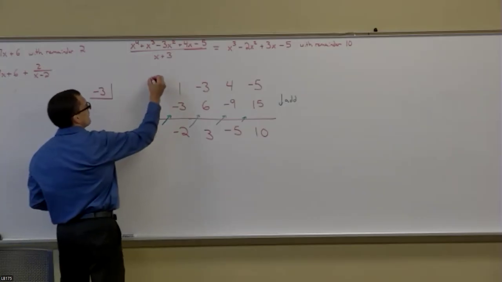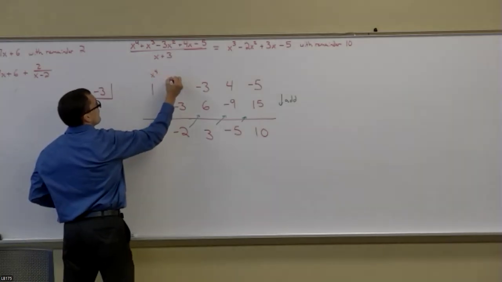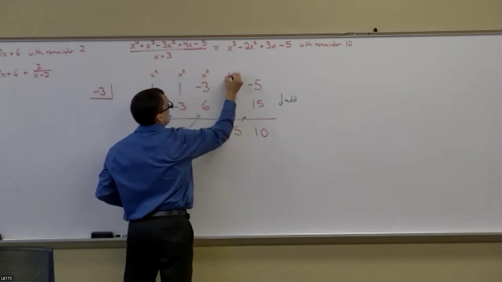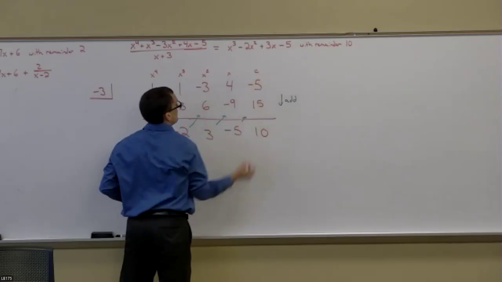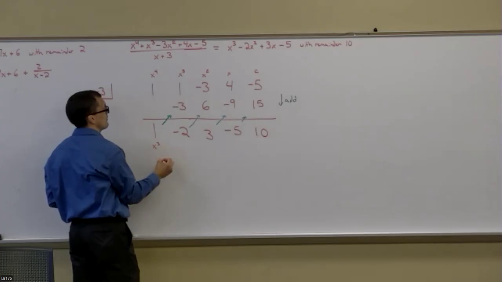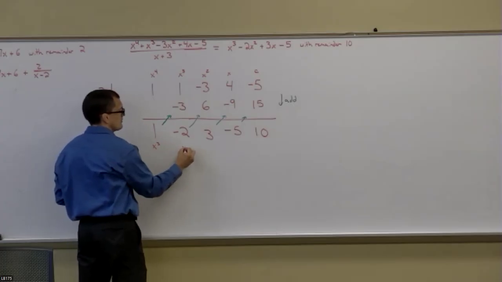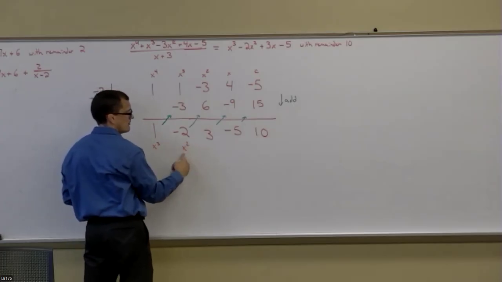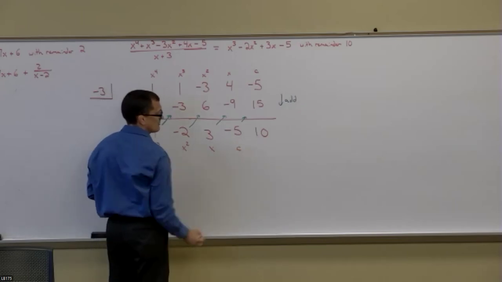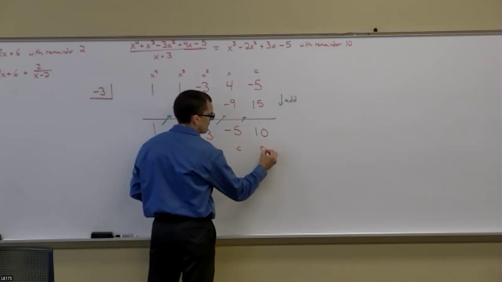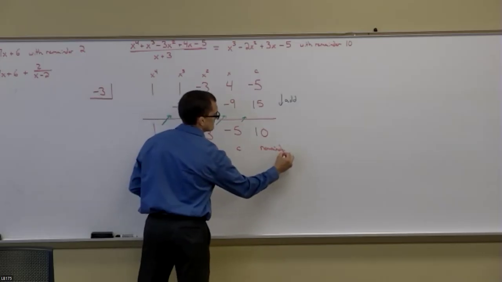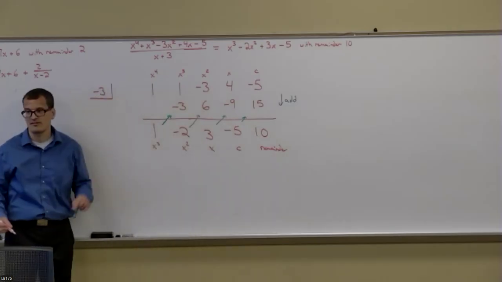Okay. So while I started with x to the 4th, this is my x to the 3rd term, this is my x squared term, this is my x term, this is my constant term. Now, dropping down here, this is my x to the 3rd term of the quotient. This is my x squared term of the quotient. This is my x term of the quotient. This is my constant term of the quotient, and this is my remainder. If that makes sense.